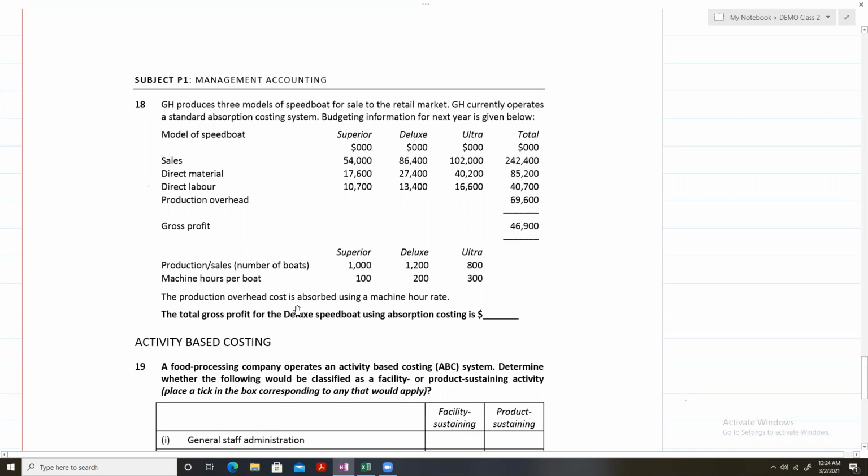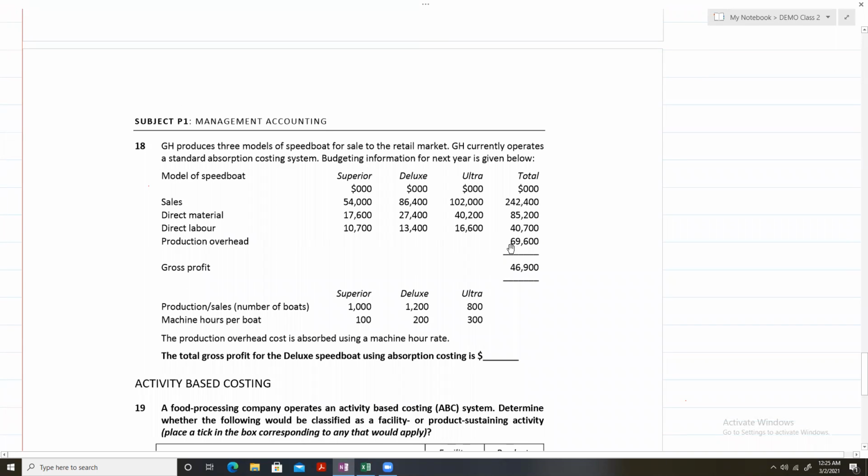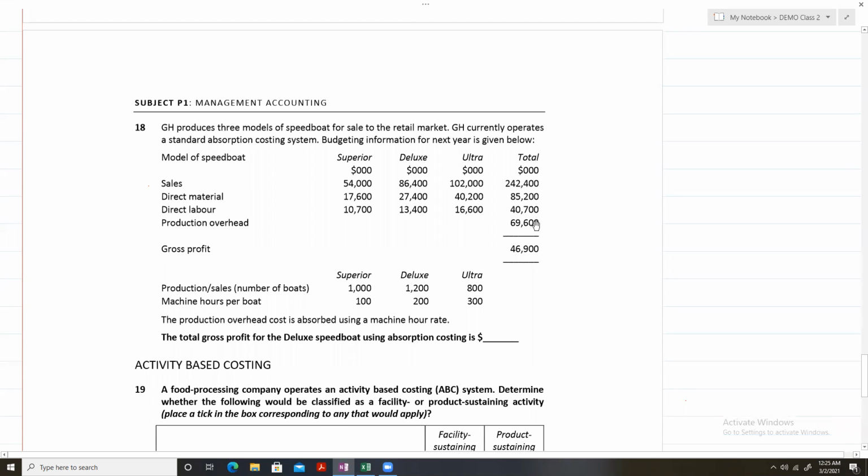The production overhead cost is absorbed, and we are told that the production overhead cost is absorbed on the basis of machine hours. And we are required to calculate gross profit using absorption costing.